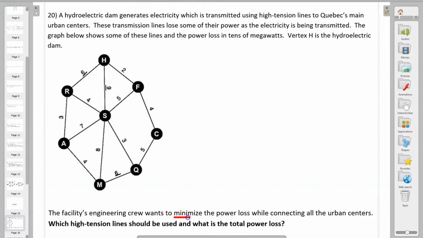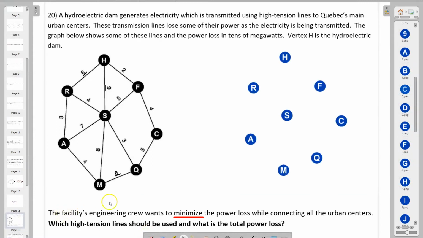The first key message we've got here is that they're trying to minimize power loss, so we know we're going to start working with the edges that have the smallest weight associated with them. We start by duplicating the vertices of the graph. Once we've done that, we look at the original graph and find which edge has the smallest weight. In this case, we've got S and Q is 3, but we see that H and F is a weight of 2. So we'll draw in that edge and add its weight. Next, it looks like S to Q is the next smallest.